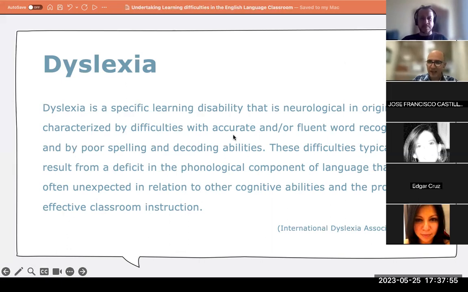Okay, so difficulties with accurate and or fluent word recognition. Guys, we spend a lot of time writing on the board and looking at our texts, and students writing their notes. Poor spelling, sheesh. I don't know in your exams, guys, but spelling counts a lot, right? Decoding abilities. Deficit in the phonological component of language. Okay, attaching phonemes to graphemes. We'll talk about them in a second. And all of this, regardless of effective classroom instruction. Sheesh, I prepared my class so well. How come this student doesn't understand? How come this student doesn't get it?